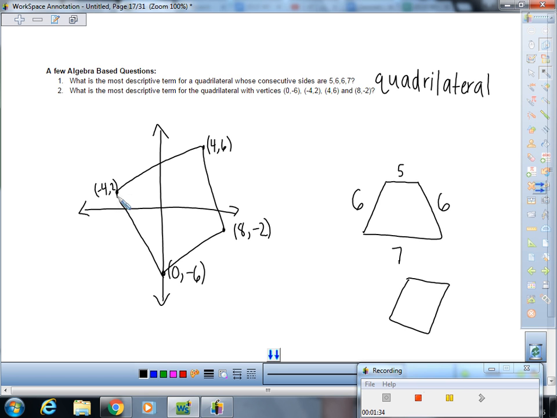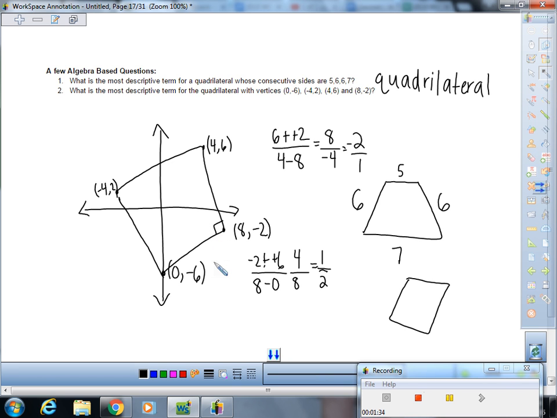So if we find the slope of these two, 6 minus -2, which is 6 plus 2, and then 4 minus 8. So we have 8 over -4, which simplifies to -2. Then if we do this one, -2 minus -6 over 8 minus 0. So that's -2 plus 6, which is 4, over 8, which is 1/2. So we can see that these two are perpendicular because they have opposite reciprocal slopes.